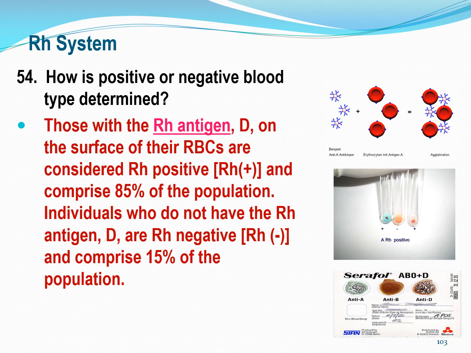So how is positive or negative blood type determined? Those with the Rh antigen D on the surface of their RBCs are considered Rh positive, and they comprise 85% of the population. So 85% of the people are Rh positive. You're rarely going to see an Rh negative, okay? Individuals who do not have the Rh antigen D are Rh negative and comprise the other 15% of the population.